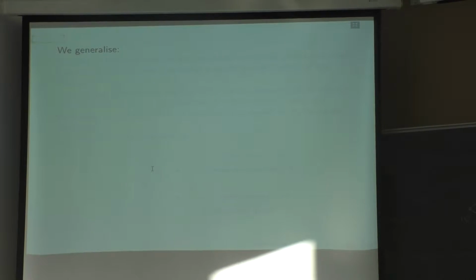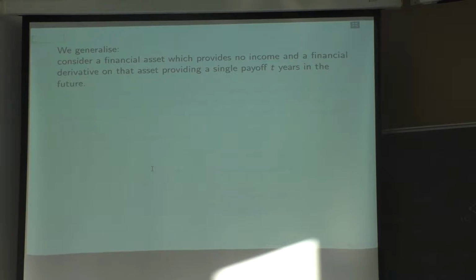Okay, so let's generalize what I've just shown you. So now we're going to look at some financial asset that provides no income, which is going to be the underlying asset for some derivative. Remember, a derivative is some financial asset whose value depends on the value of something else. So a derivative has a value which depends on the value of some underlying asset.